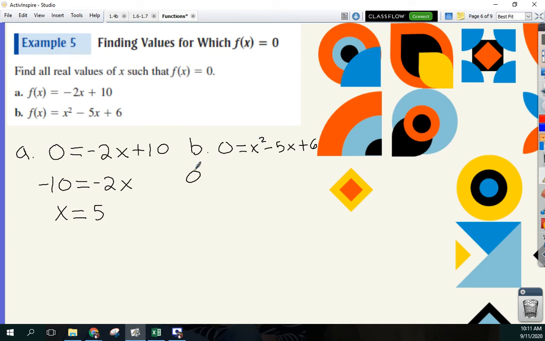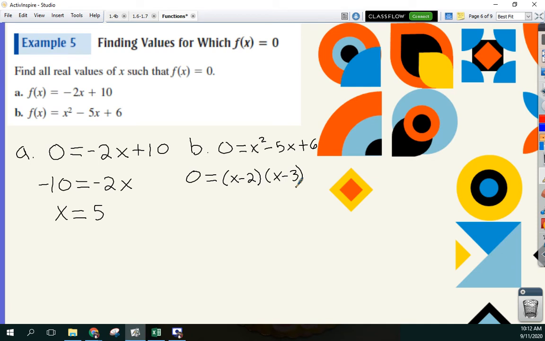So remember, with our quadratics, our first goal is to always factor it if it's possible. So we've covered factoring now in our review section. So hopefully we remember I'm looking for two numbers that multiply together to give me 6, that add together to give me a negative 5. And those two numbers are going to be negative 2 and negative 3. So in this case, it does factor.